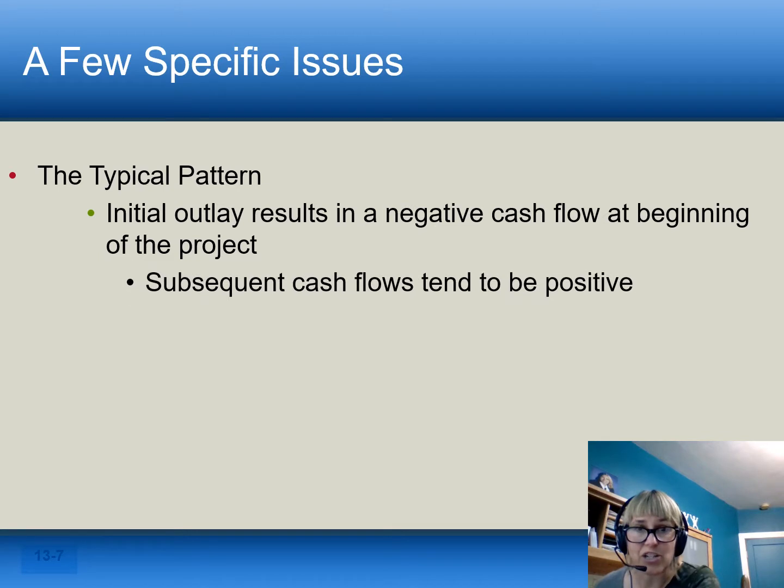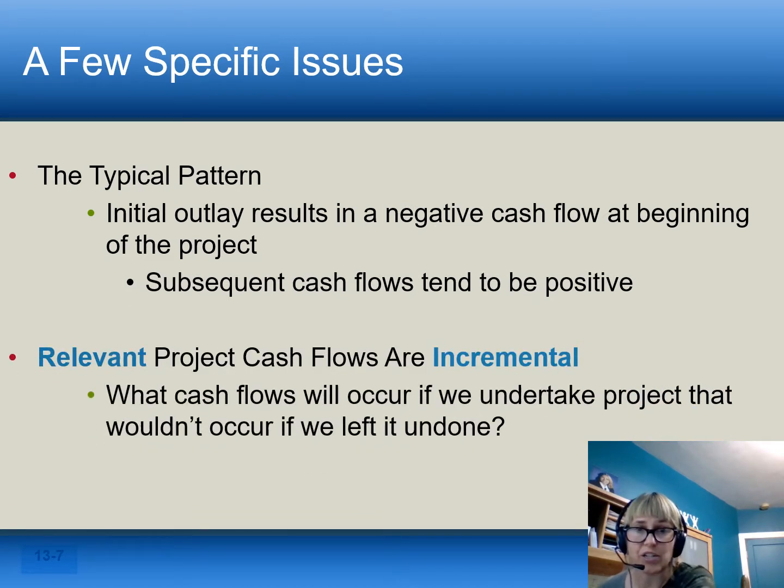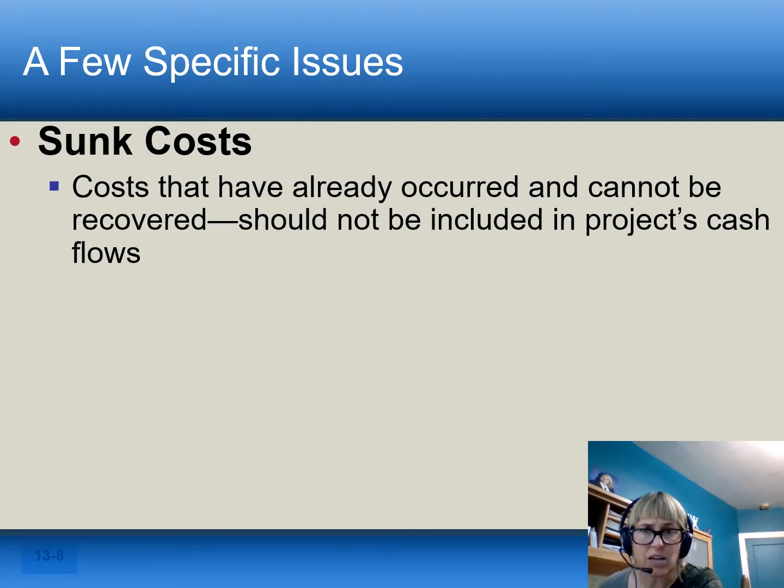Typical pattern: initial outlay, subsequent cash flows, and relevant project cash flows are incremental. What cash flows will occur if we undertake a project that won't occur if we left it undone? So do you remember when we talked about opportunity and sunk costs? So this is what we're getting into here. Sunk costs are costs that have already occurred and cannot be recovered. These are not included in our analysis because we can't unspend them.